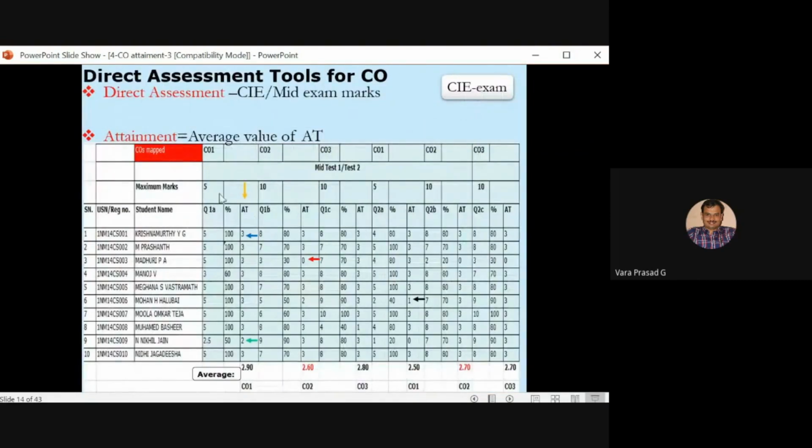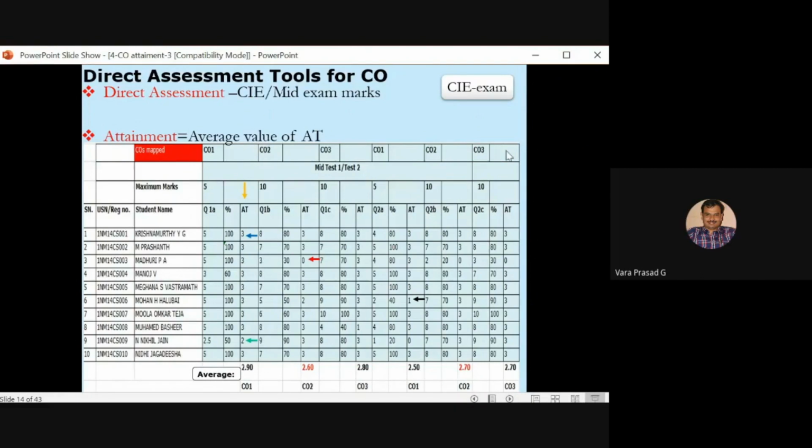All this, see, question number, in this fashion. Question number 1, 5 marks, it maps CO1. Question 1B, 10 marks, CO2. Question 1C, 10 marks, CO3. Like that, all the questions, you allocate the marks, then you map to the CO. In this fashion you have to do here.